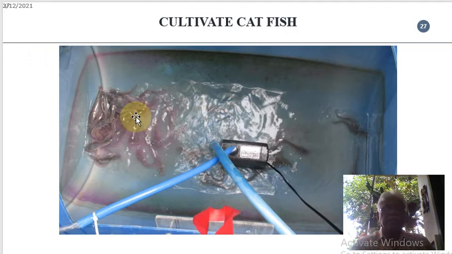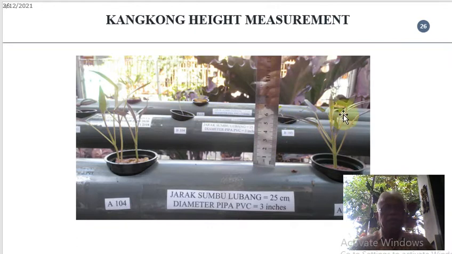This is the cultivation of the catfish. This is the centrifugal pump for circulating the water. After 23 days, we can harvest. We cut the branches and leave 3 branches of the kangkung plants, and then after the next 3 weeks we can harvest again. We can harvest more than 5 times.